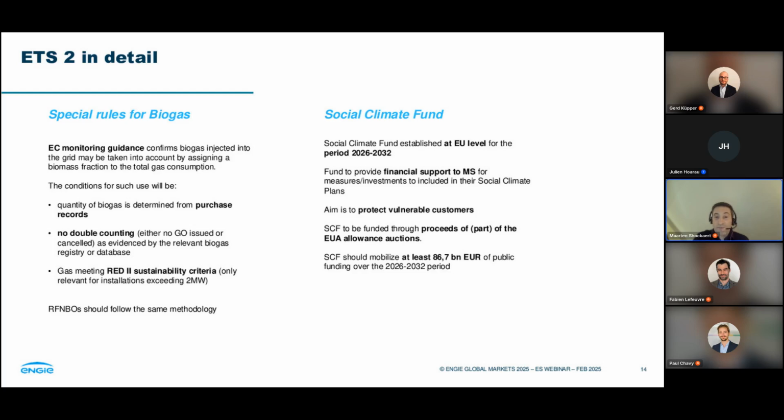And then finally, as said, there will be a social climate fund established at EU level in the period 26 to 32. The fund will provide financial support to member states for measures and investments that they can include in their national social climate plans. The aim is to protect vulnerable customers, and it will be funded through proceeds of part of the emission allowance auctions. So this fund should mobilize at least 86 billion euro of public funding over this period.